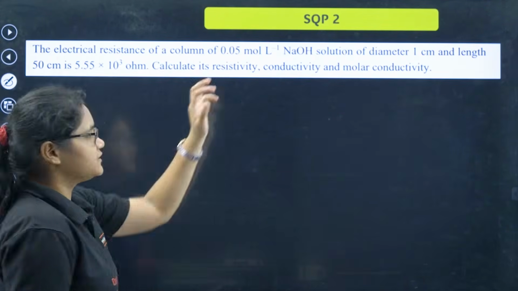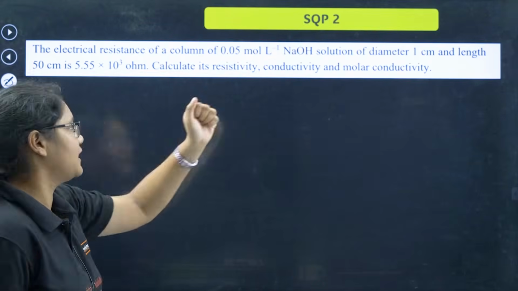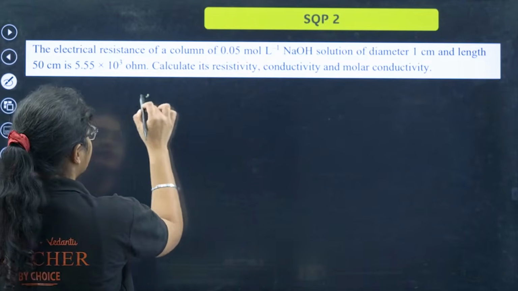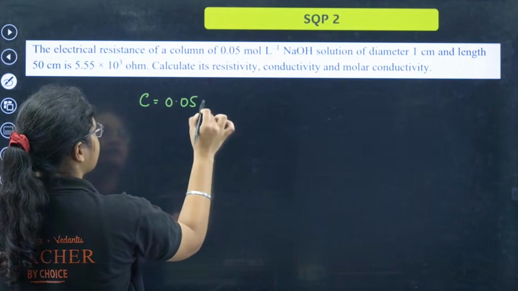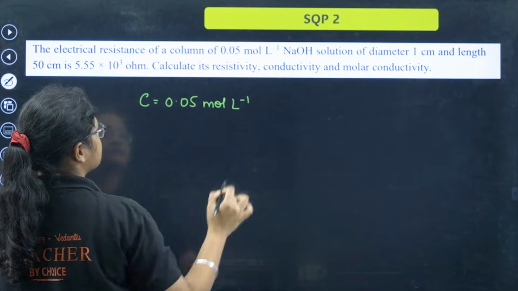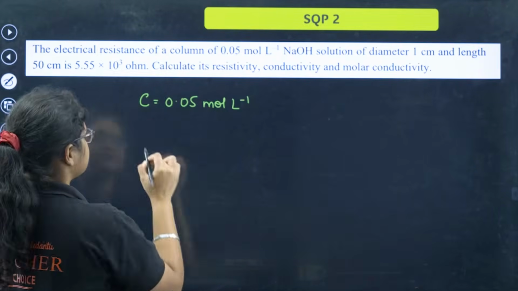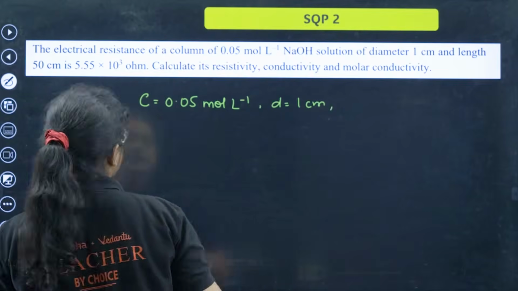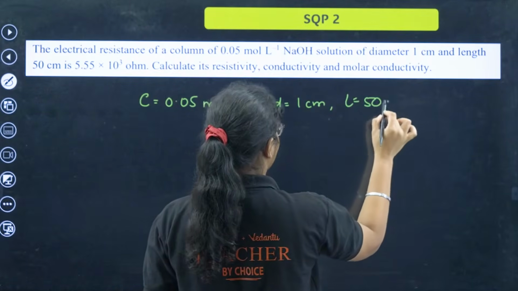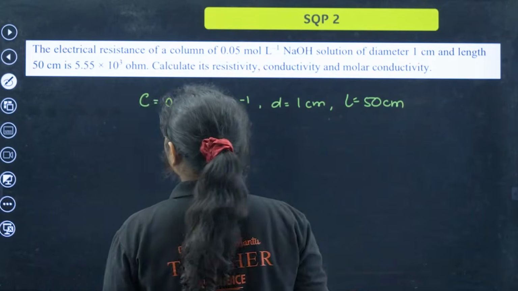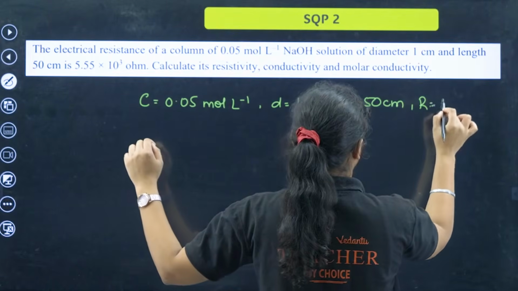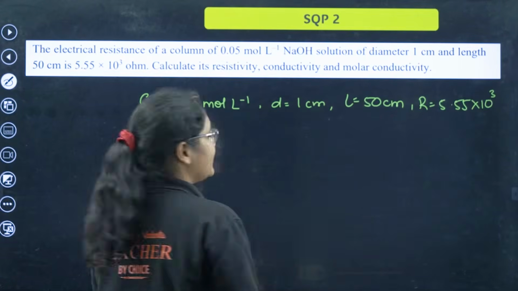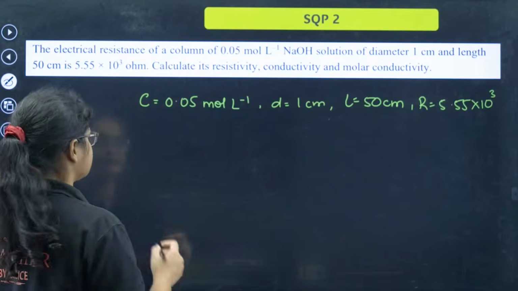This is from sample question paper 2 of 2025. The electrical resistance of a column of 0.05 mole per liter concentration, of diameter 1 centimeter and length 50 centimeter, is 5.55 into 10 to the power of 3 ohm. Calculate its resistivity. So what is the resistivity formula?